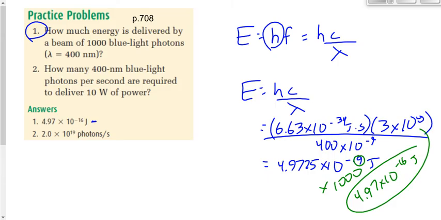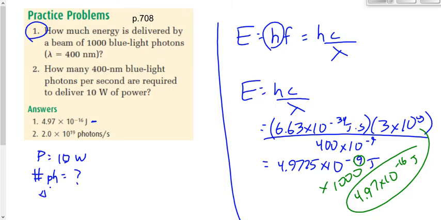Question number 2 says, how many 400 nanometer blue light photons per second are required to deliver 10 watts of power? 10 watts is power, right? We know that the power that we have is 10 watts or 10 joules per second. We're looking for, what are we looking for here? The number of photons. The number of photons in 1 second. So let's make my time interval 1 second. The number of photons per second. The wavelength of my light is 400 nanometers, or 400 times 10 to the minus 9 meters.